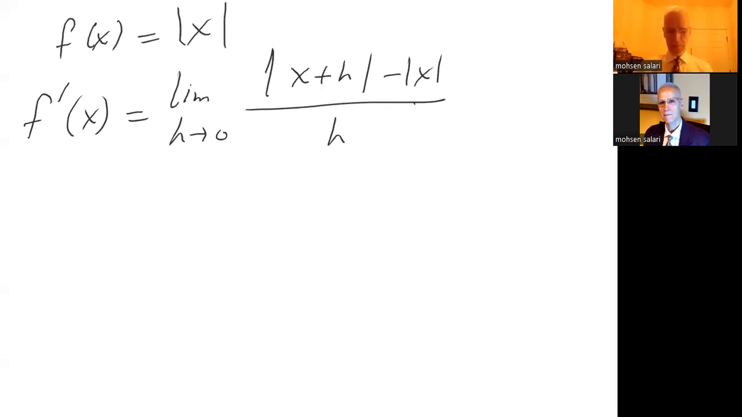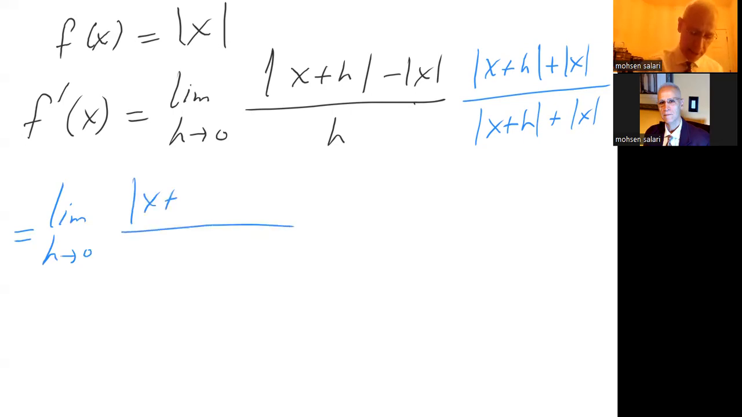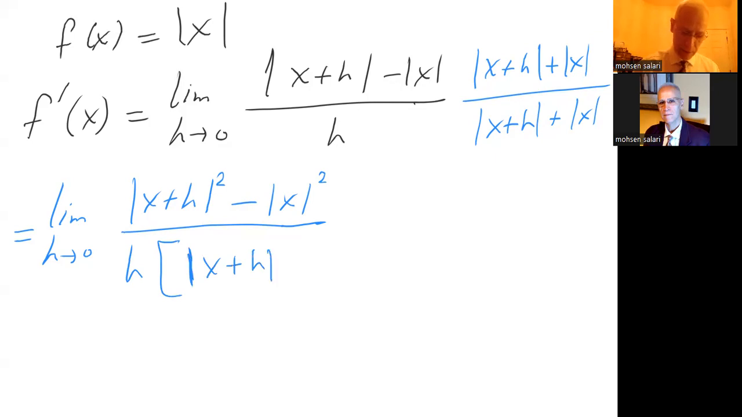And if I multiply the top and bottom of this fraction by the conjugate of the numerator, absolute value of x plus h plus absolute value of x, all over absolute value of x plus h plus absolute value of x, then this equals the limit as h is approaching 0 of absolute value of x plus h to the second power, the middle terms cancel out, so minus absolute value of x to the second power, all over h times absolute value of x plus h plus absolute value of x.